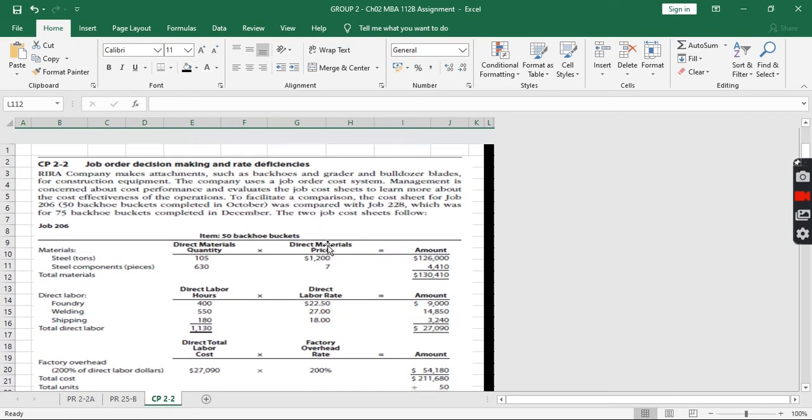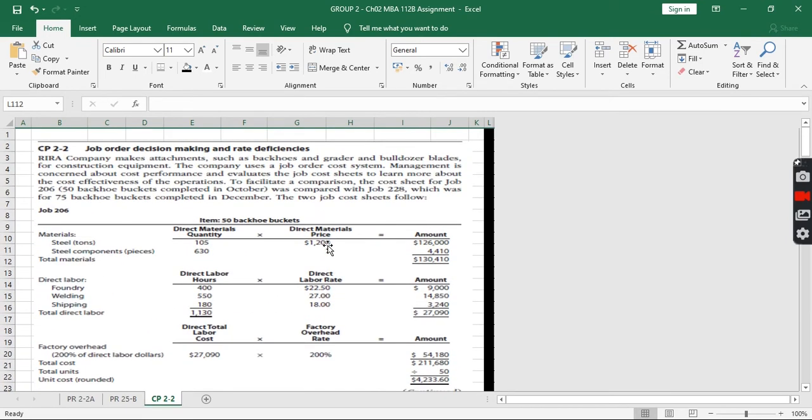So let's read the problem. Reeve Company makes attachments such as backhoes and grader and bulldozer blades for construction equipment. The company uses a job order cost system. Management is concerned about cost performance and evaluates the job cost sheets to learn more about the cost effectiveness of the operations. To facilitate a comparison, the cost sheet for job 206 with 50 backhoe buckets completed in October was compared with job 228, which was for 75 backhoe buckets completed in December. The two job cost sheets are as follows.